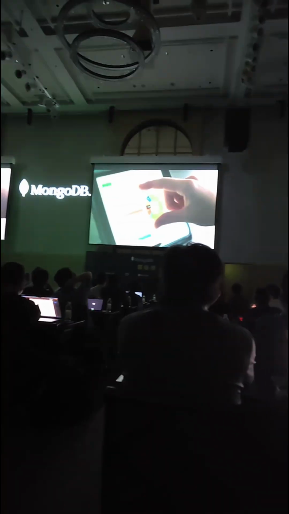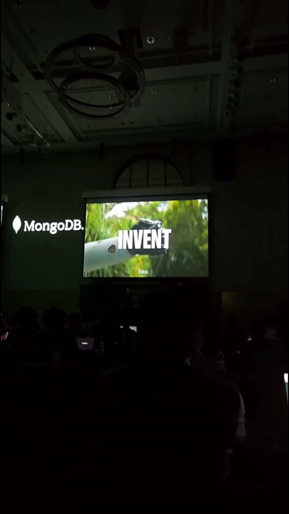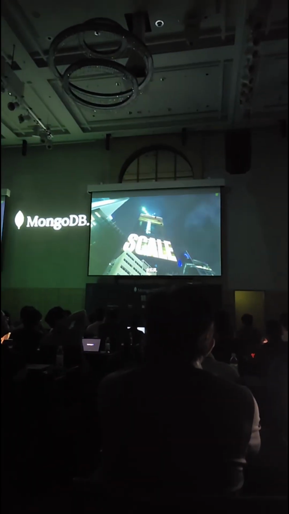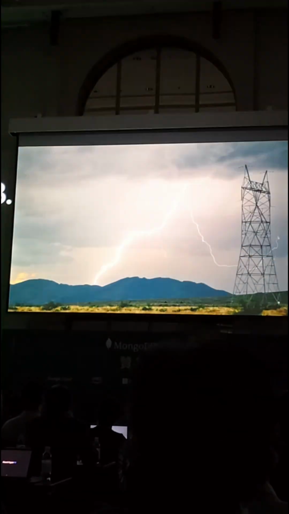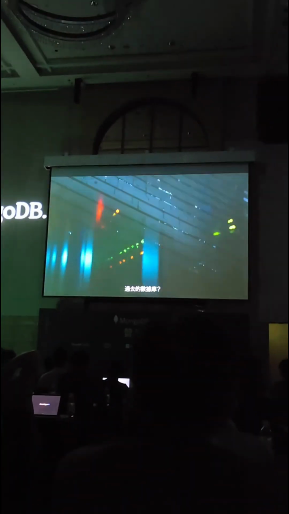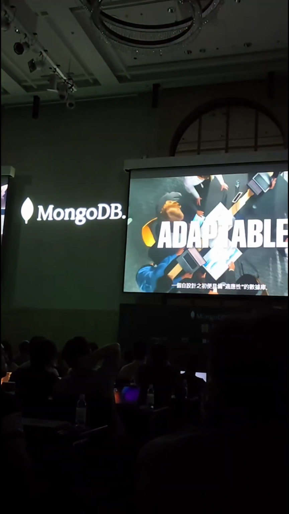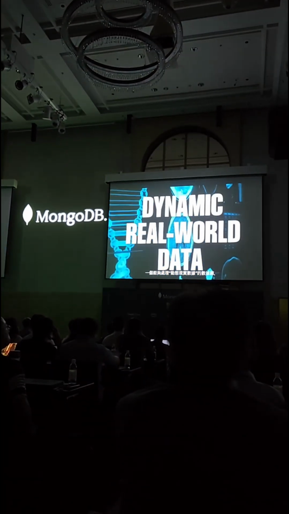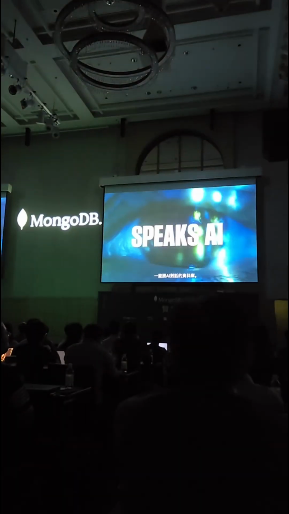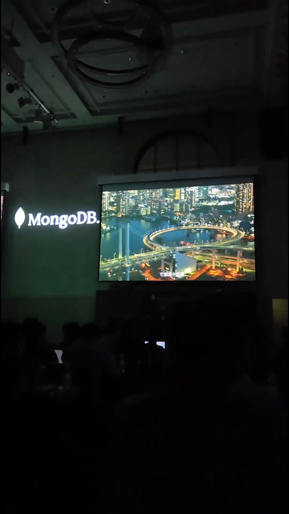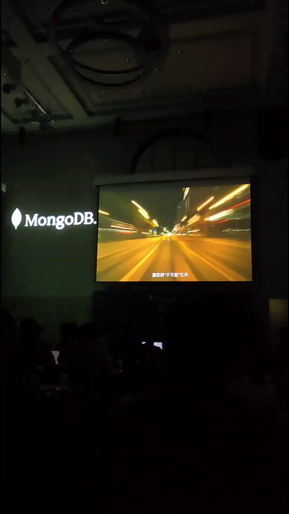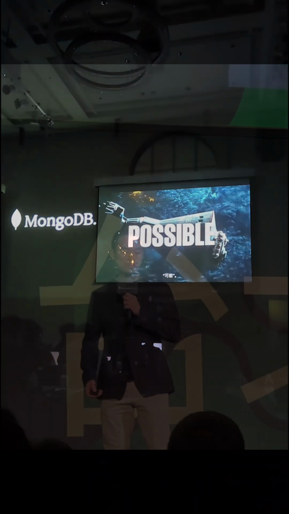Is rewriting the rules of the game. This is the moment to invent, scale, break limits. Yesterday's databases, they'll struggle with tomorrow's demands. You need a database built to keep up with you. A database that's adaptable by design, capable of handling dynamic real-world data, and speaks the language of AI. A database that cuts friction, fuels speed, and frees you to make the impossible possible.